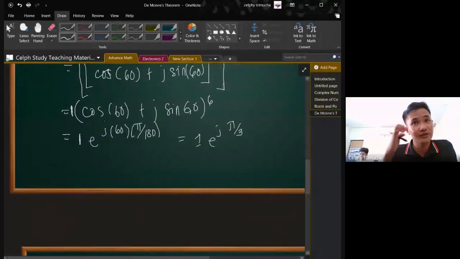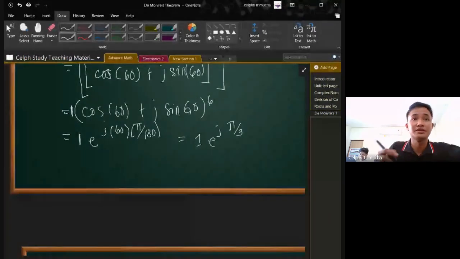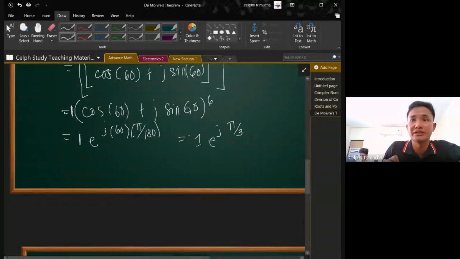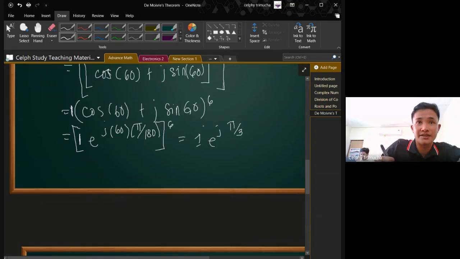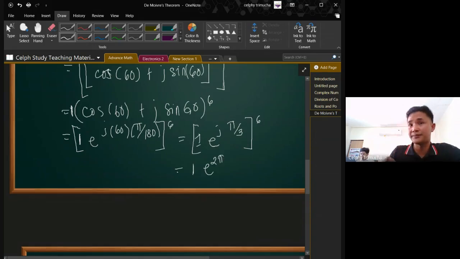We have not yet multiplied it by 6, guys. So we have it raised to 6: 1 raised to 6 is 1, and e raised to j times pi all over 3 times 6. So we have e times 6 divided by 3, which gives us 2 pi. So e raised to 2 pi j.